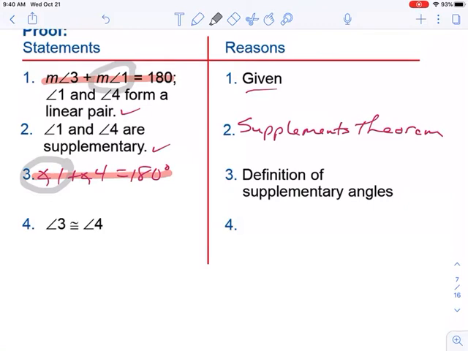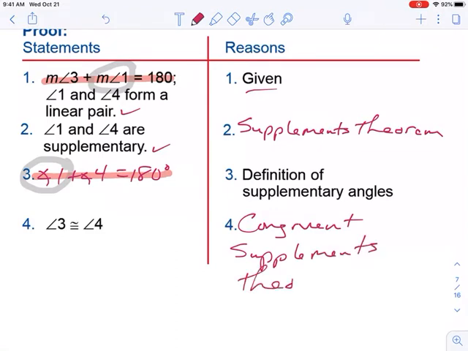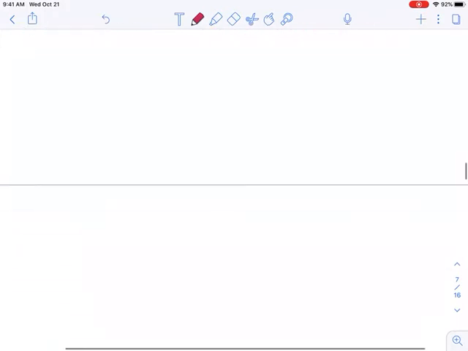So this is the congruent supplements theorem. 3 and 4 are supplementary, each of them separately, with angle 1. So if that's true, then they have to be congruent to each other. Congruent supplements theorem. All right, cool.